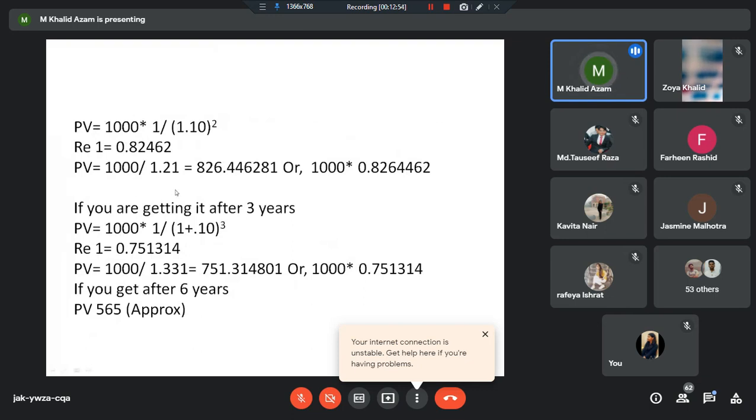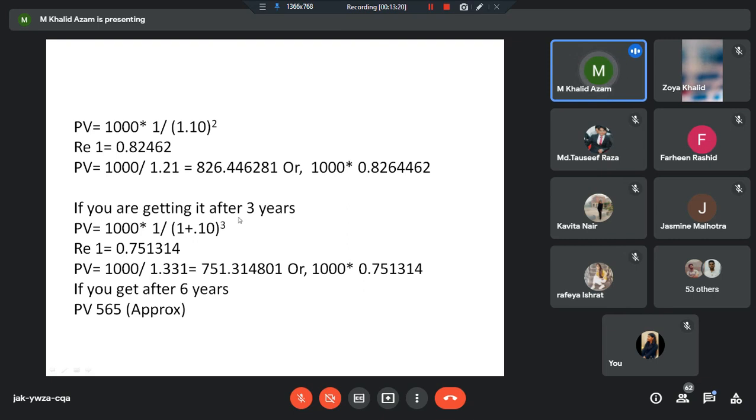When you are getting it after 2 years, its value has further reduced. So as the period is going to increase, the rate of discount remaining the same, the value of the money is also going to reduce. So this has come down to 826 rupees and 44 paise. So it is the same thing here. This is the same. Okay.